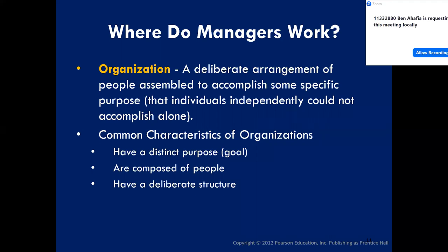And for every organization, there are basic characteristics. Last week, we saw some of the characteristics. We are going to see them again. But I'm saying that there are some basic characteristics. That's why we say common. It doesn't matter the size. It doesn't matter the level of organization, the number of people. These ones are common to all organizations. One, a distinct purpose. Every organization has a distinct purpose.